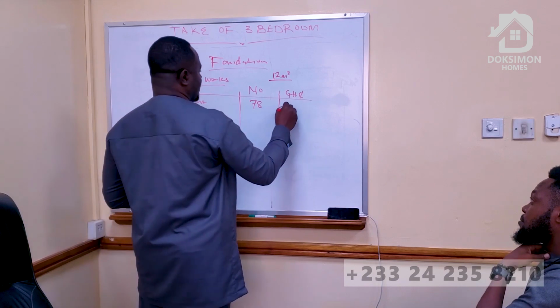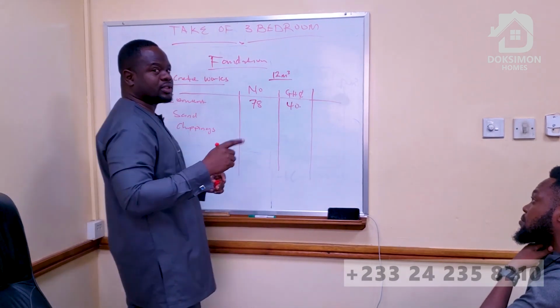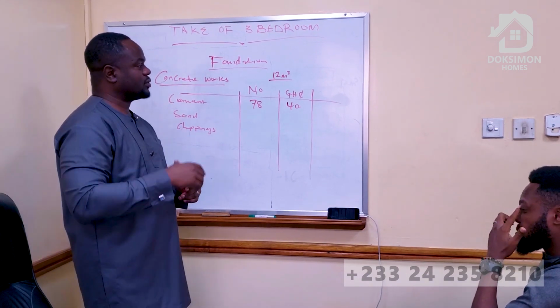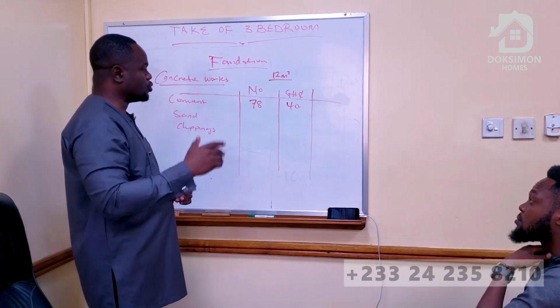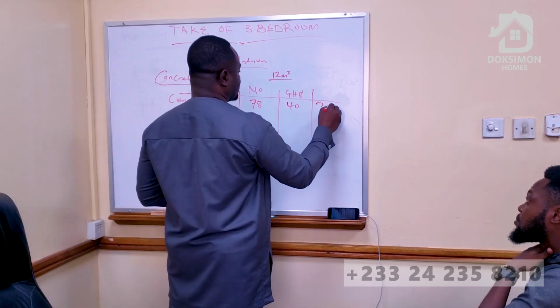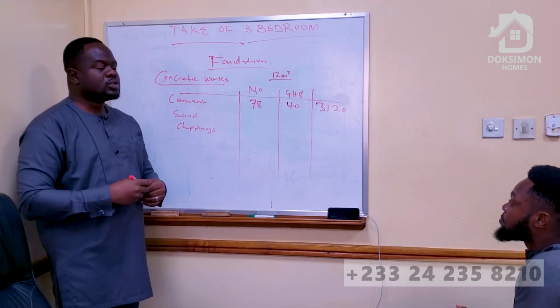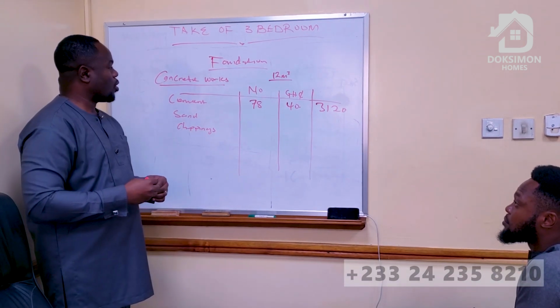So we are looking at 40 cedis per cement today, depending on your location. Some locations it's even 38, some is 42. It depends on your location. So we are looking at 3,120.